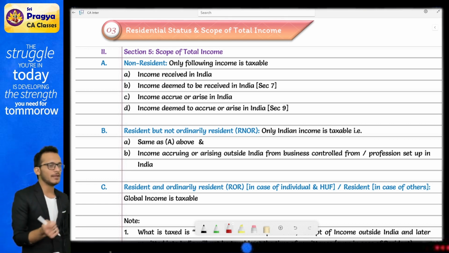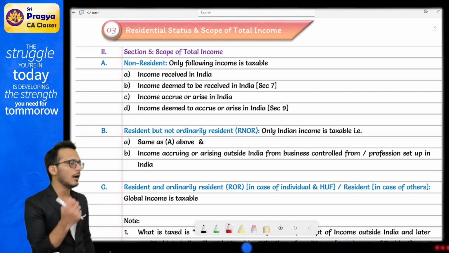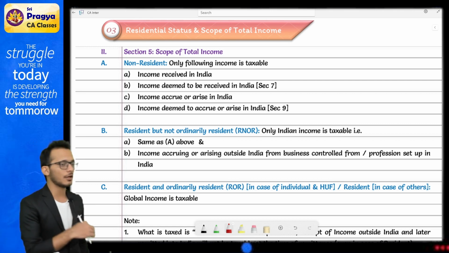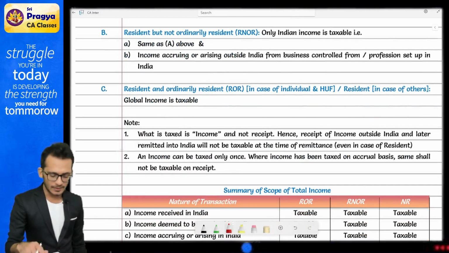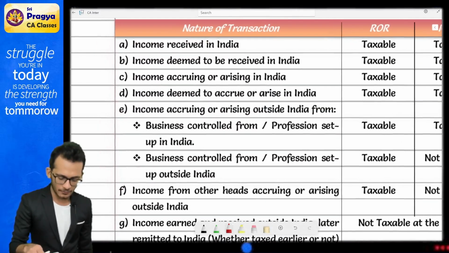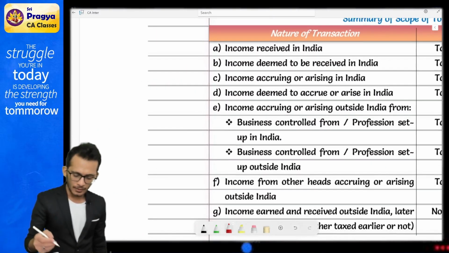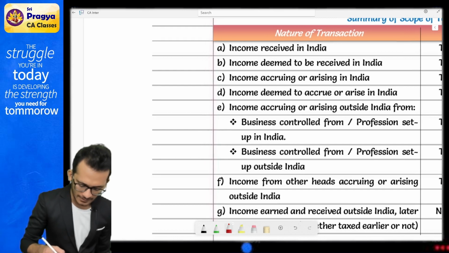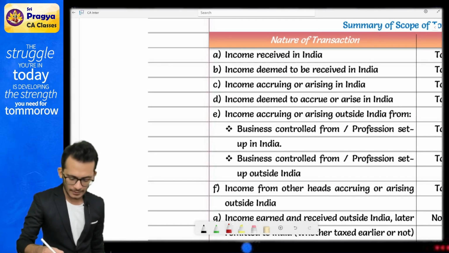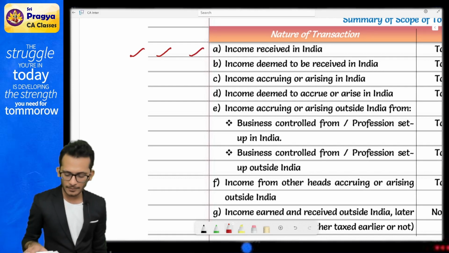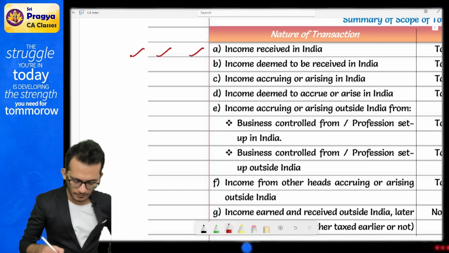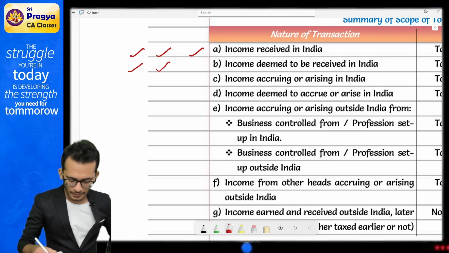At the same time, if you have taxed something on receipt basis, you will not tax it on accrual basis. If you have taxed something on accrual basis, you will not tax it on receipt basis. Look at the scenarios. Tell me which income is taxable for which person. You have income received in India. Taxable for ROR, yes; taxable for RNOR, yes; taxable for NR. Rahul, I have income deemed to be received in India. Taxable for ROR, NR, RNOR.